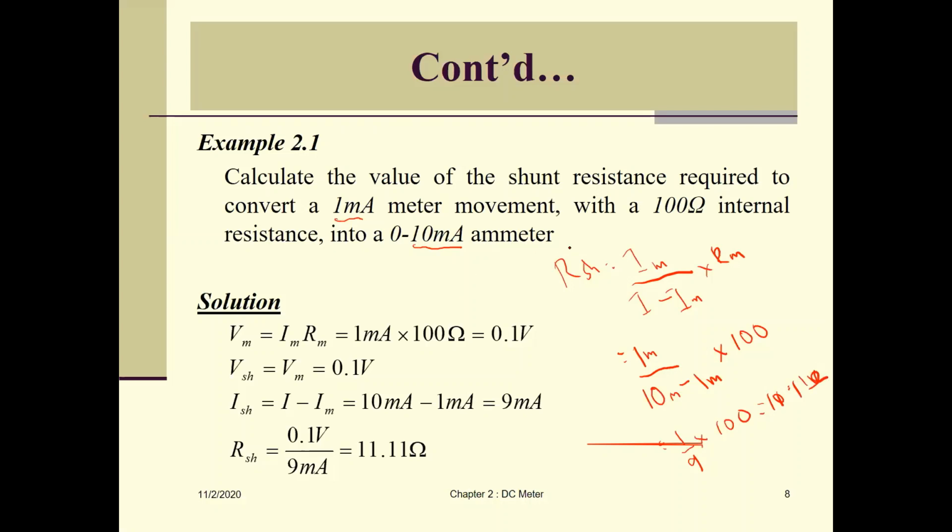So you can go straightforward using the formula to calculate the shunt resistor, or you can derive it. First, in the solution, they calculate VM using IM, given, multiplied by RM, also given as 100 ohms, so they get 0.1 volt. As I mentioned, VM equals V shunt, so the voltage across the shunt will be the same, 0.1. For the current, the total current is IM plus I shunt. So to calculate the current I shunt, it is I total minus IM. This equation comes from this one.